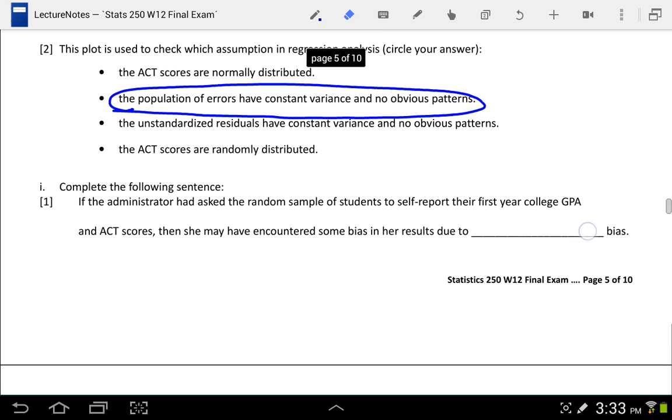When we examine that graph. And finally, letter I, complete the following sentence. If the administrator had asked the random sample of students to self-report their first-year college GPA and ACT scores, then she might have encountered some bias. What we're concerned about is that if you ask students to share their own GPA, they might lie. They might tell you that it's higher than it was, and we call that a response bias. We're worried that the observations, in this case students, will not respond honestly.